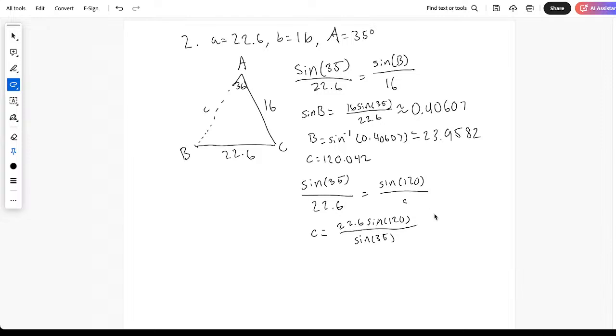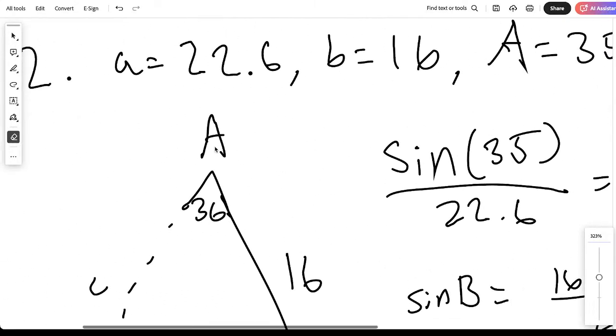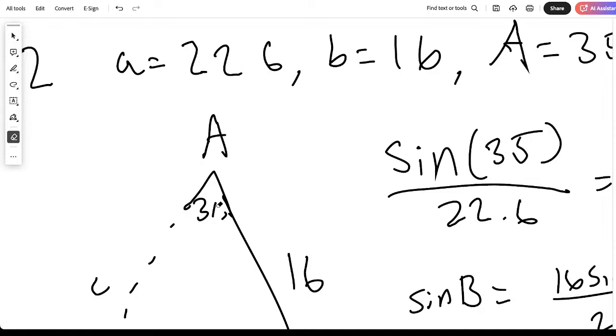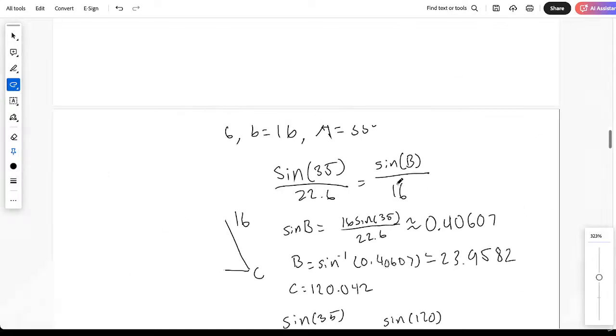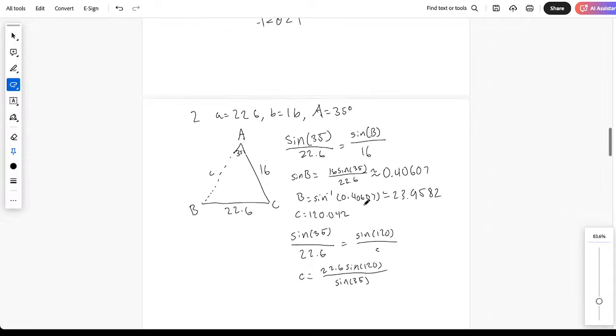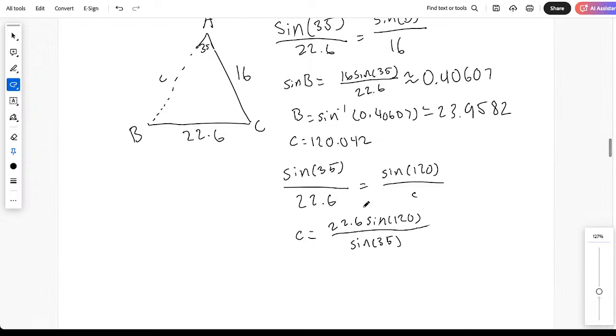Wait. That's weird. I'm going crazy, guys. Look, I wrote a 36 here when it's actually 35. I did all the calculations right, but for some reason I drew in a 36. I was looking at it and I was like, that is wrong. Okay, 35. Wow. I don't know if I'm tired or what.